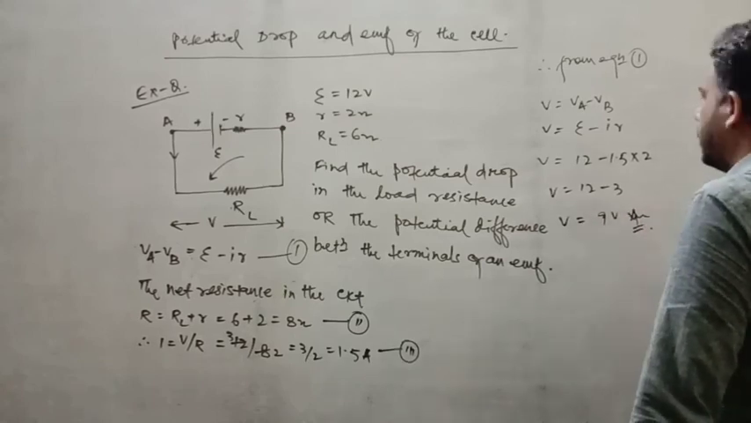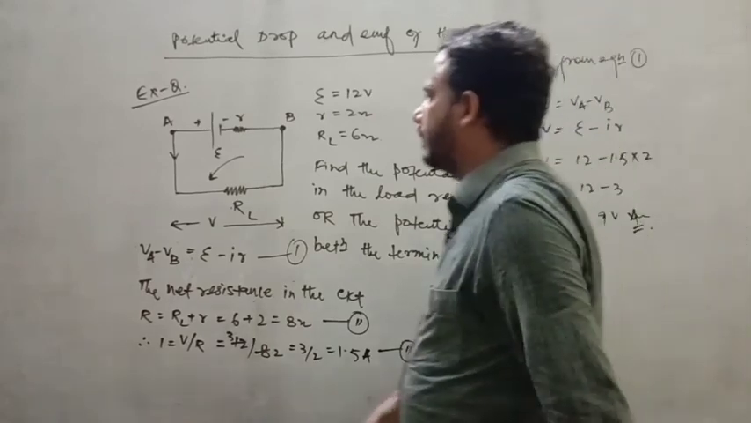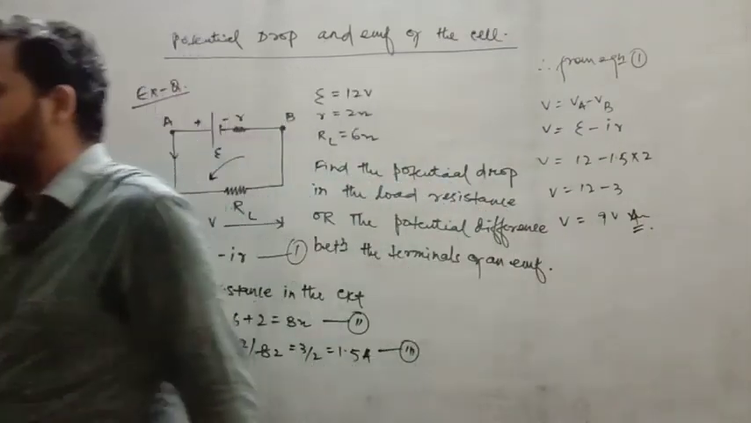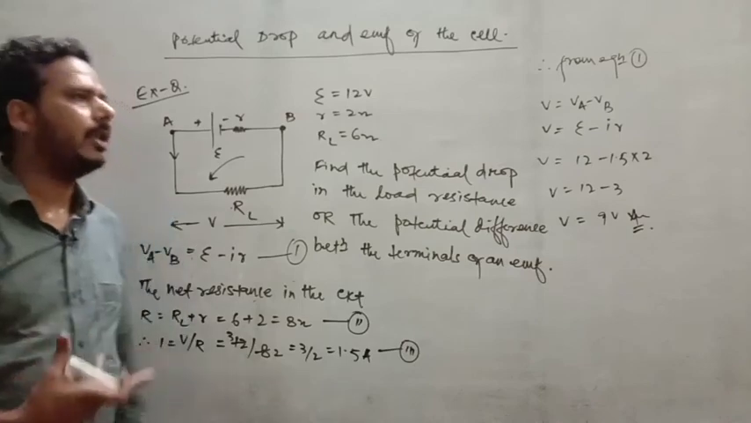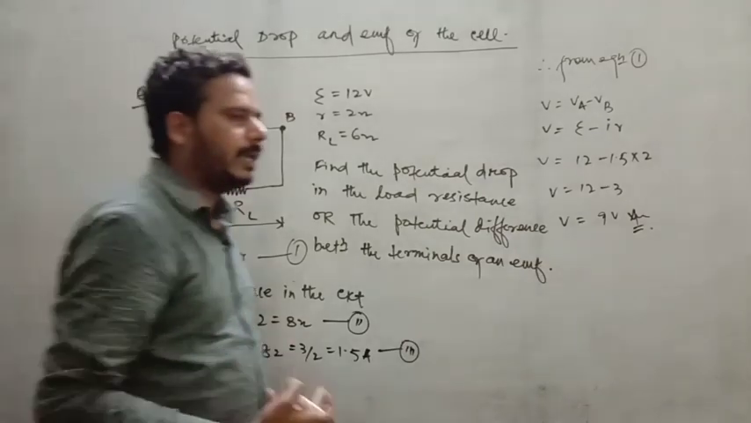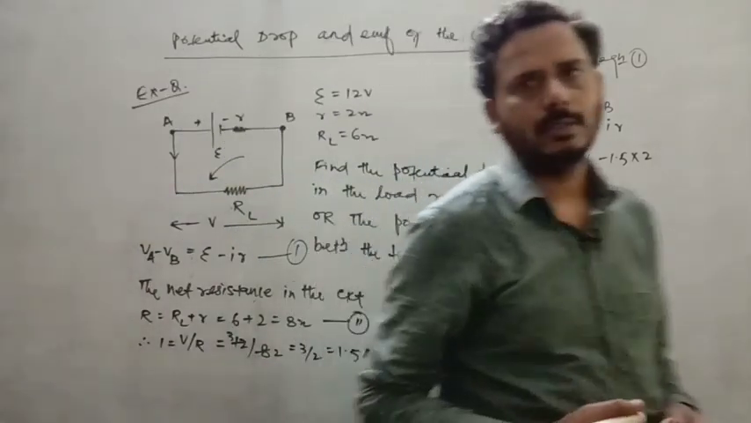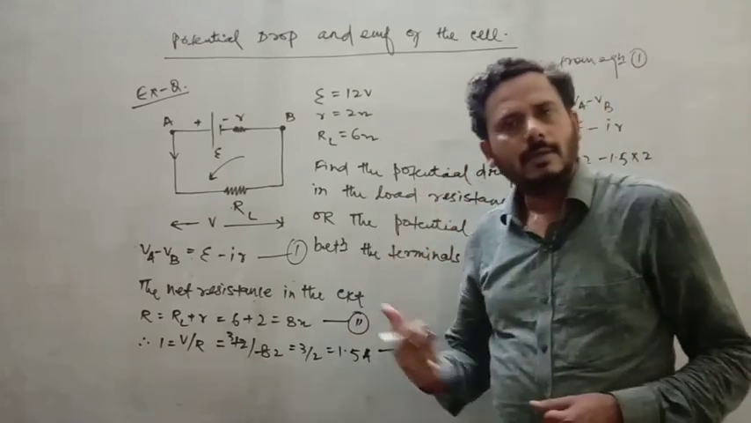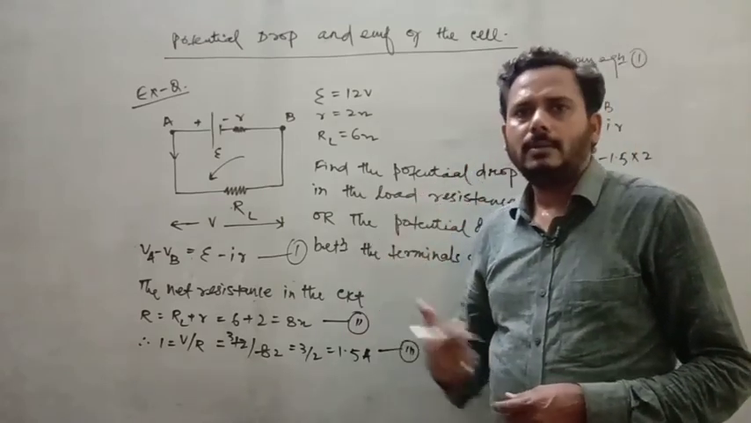So using this way you can find the potential difference in the circuit anywhere and with any electronic components, even in the active element, that is the cell.